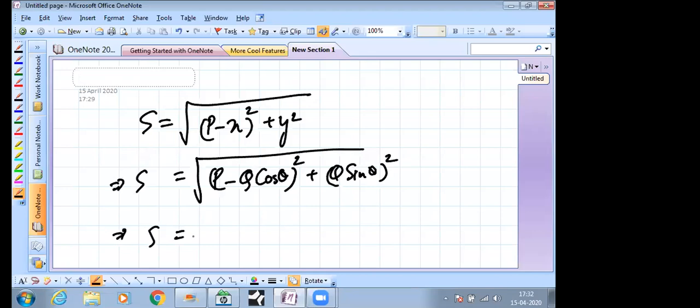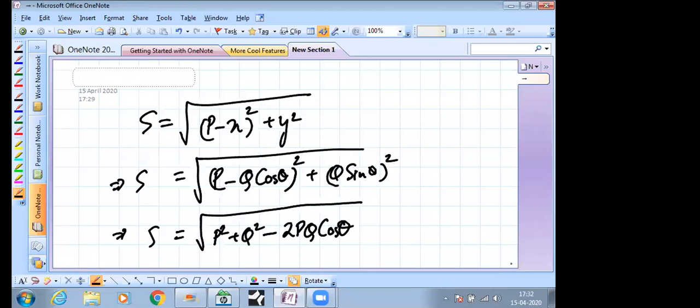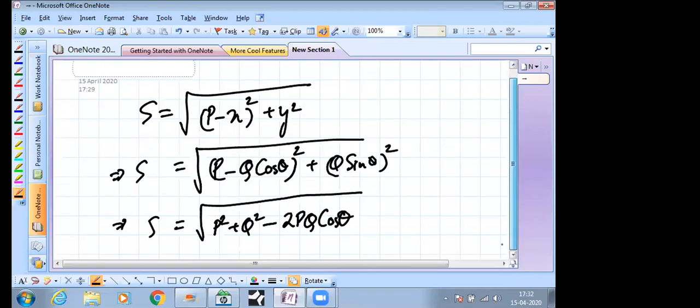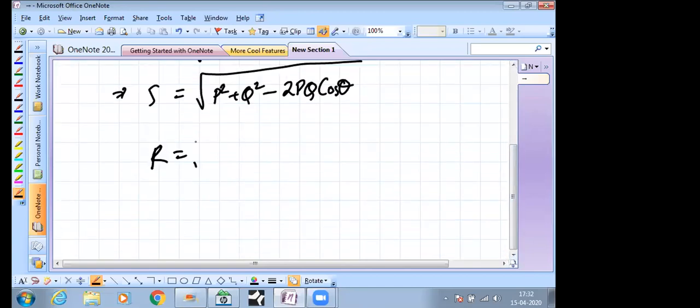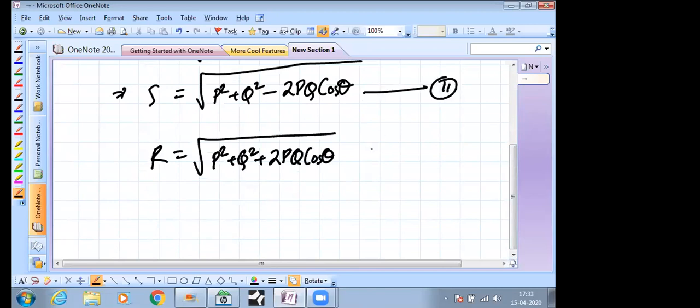So just following all these steps further down, using sin square theta plus cos square theta as 1 and all that, you will get s as p square plus q square minus 2pq cos theta. Okay, so you should be getting that. And then when you compare that with the value of r that you had, r was equal to root of p square plus q square plus 2pq cos theta. So again, immediately comparing equation 2 here, which I got by this, with earlier equation 1, you can see that s square plus r square just becomes twice of p square plus q square. So that's the proof.